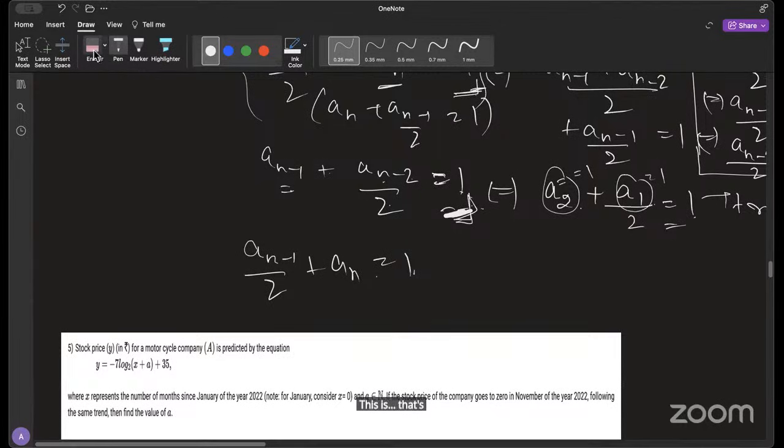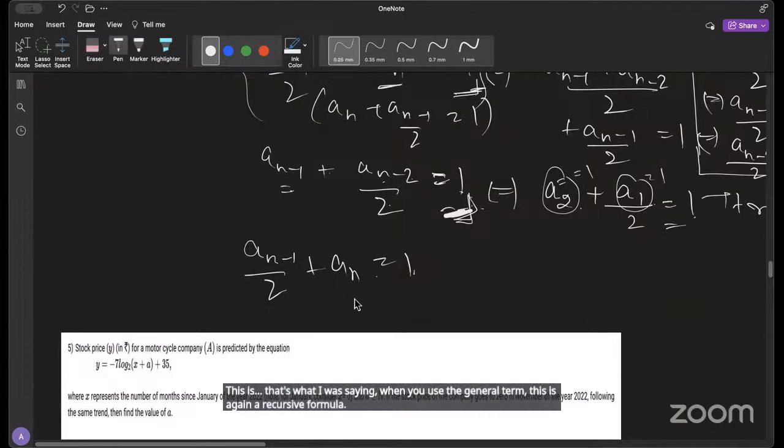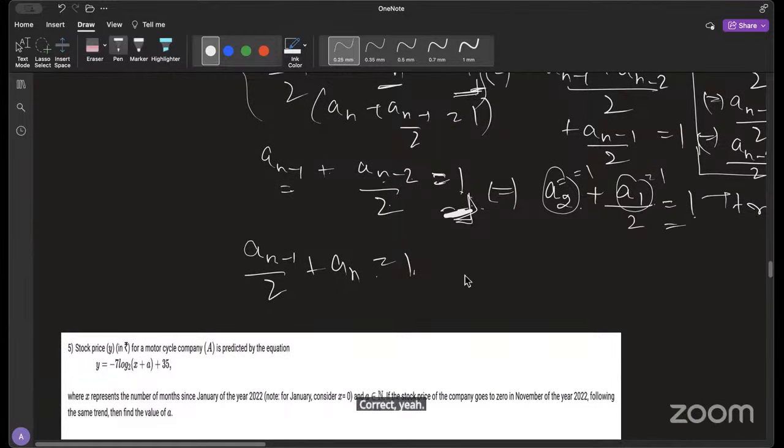That's what I was saying. When you use the general term, this is again a recursive formula. By recursive, I mean you're using the previous term for the next term. If you use a_n from here, you will be using the previous term to find a_n, right?